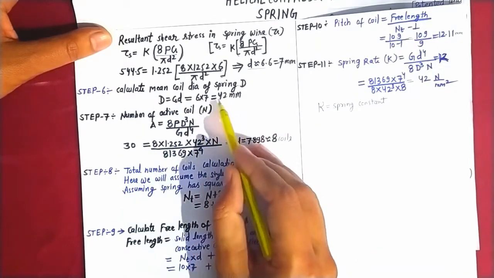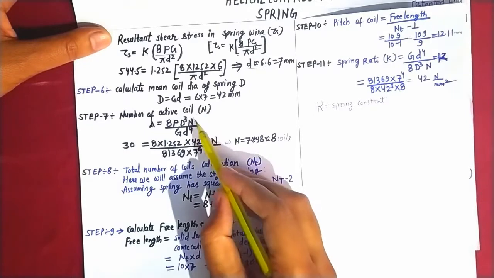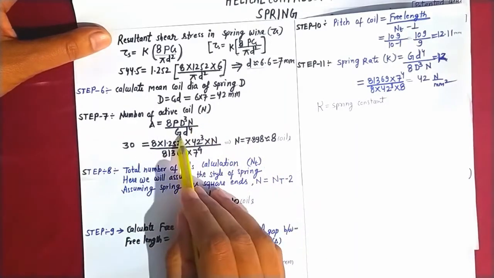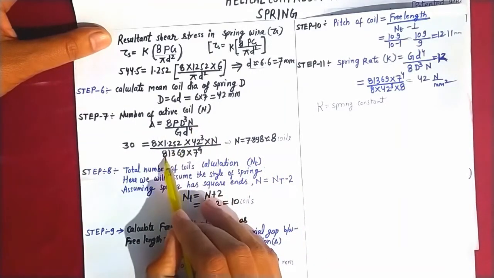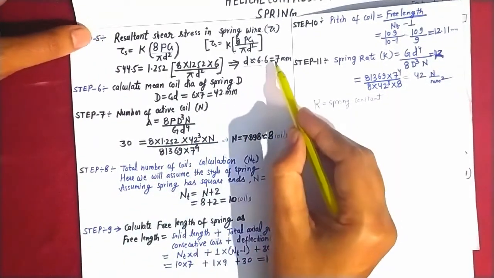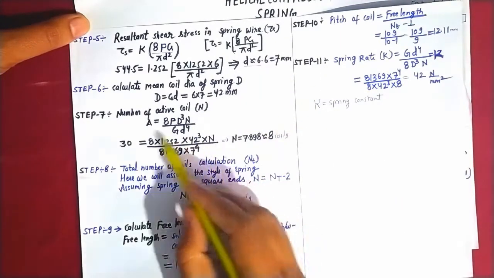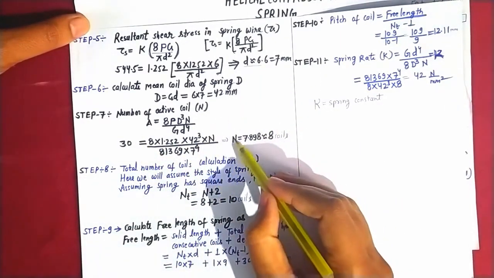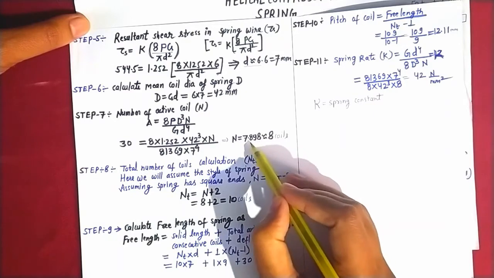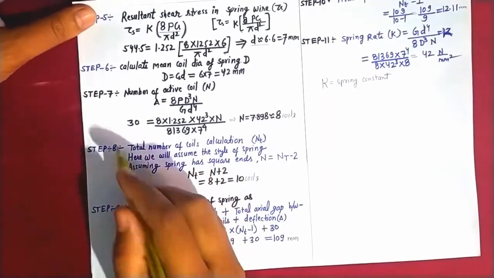Here D will put the value of capital D as 42 mm, and the value of N we have to calculate, and G is given to us in the question as 81369, and small d we have already calculated in step number 5 as 7 mm. So we will put all these values and solve for the value of N. The total number of active coils will come out to be nearly equal to 8 coils. Okay, now go to step number 8.